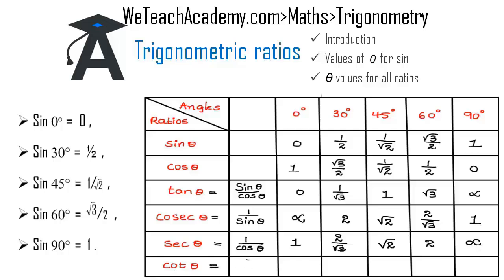Then coming to cot theta. Cot theta is nothing but 1 by tan theta, or you can also say cos theta by sin theta. Let us write the values of cot theta from the values of tan theta from right to left. So here we get infinity, and then we get root 3, and then we get 1, and then we get 1 by root 3, and then at last 0. So this was a basic introduction on different theta values for different ratios.